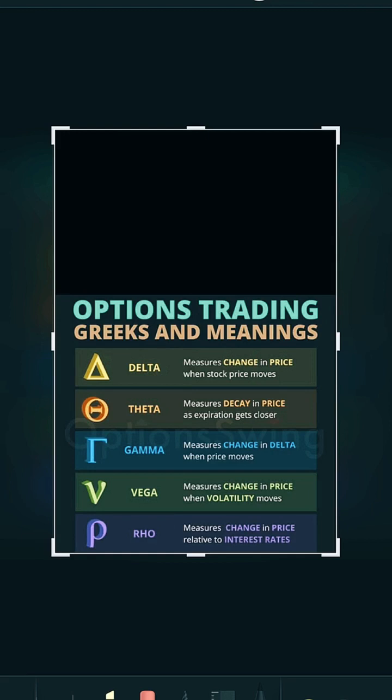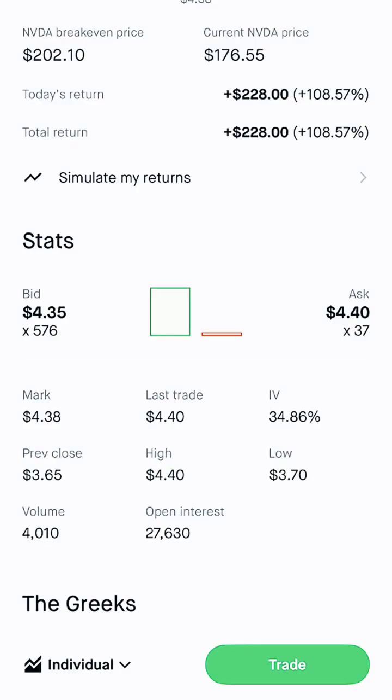Okay, options trading and Greeks. Delta. First of all, let me show you what it looked like real quick. I'm going to go back. So we got to see what the delta looks like, so you guys can be confused for a second, and then we're going to clear the confusion.